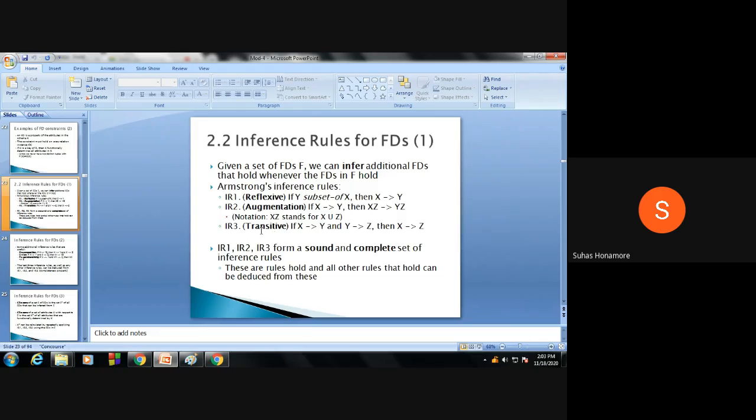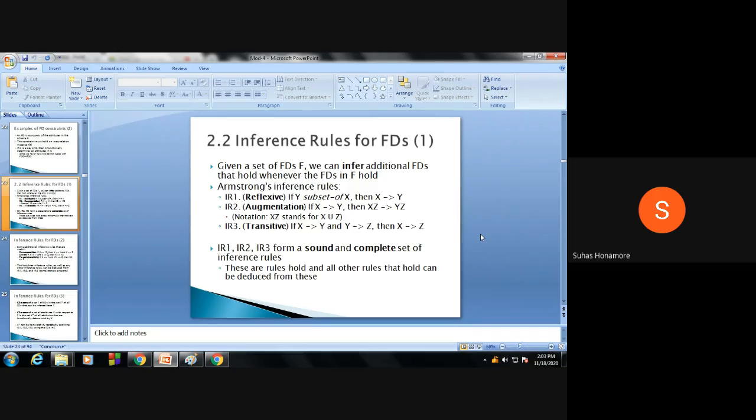Then the next one is transitive. From x to y I can derive, then y to z I can derive. So it means from x to z I can derive it. So these are the transitive rules. The proof of these things we will not study, since you people have already studied it in discrete mathematics. So x to y you can derive, y to z you can derive it. These two are functional dependencies. Now we're saying that from x to z you can derive it. So these are the basic inference rules.